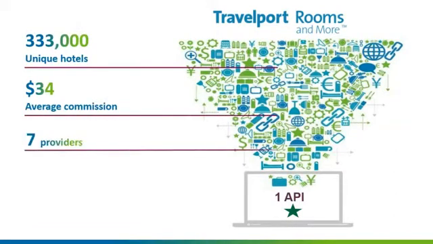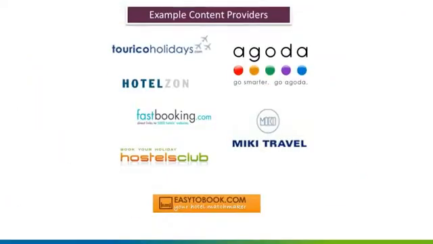So what we have with Universal API is we get the Travelport Rooms and More. We don't get all the hotels, because it is an API, it might be used for a website, and some of the providers prefer to do that via their own website. But we still get a third of a million unique hotels. They pay an average of $34 of commission, and we get seven different providers through Universal API. So that's a great way of bringing additional content through Universal API. Here are some example content providers that we have in place today. We are expanding the providers all the time, so we get more and more into the system.